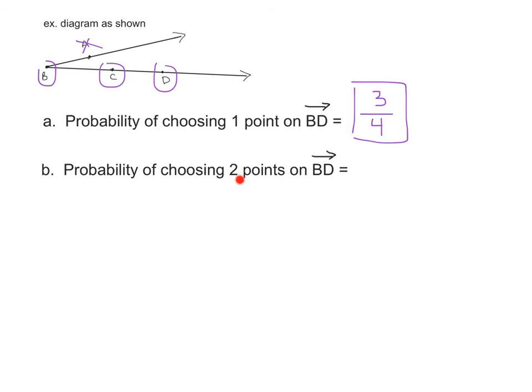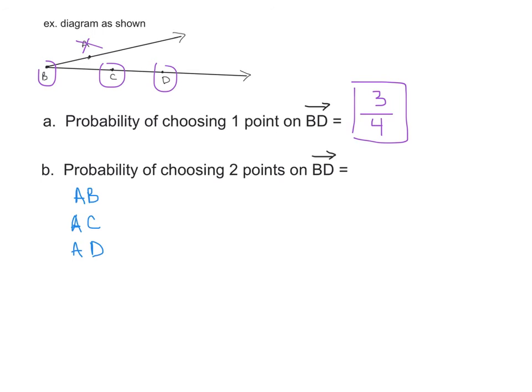Okay, anytime it says choose 2 or choose 3 or choose 4, if it is not choose 1, then you need to make a list. We need to list out all of the possibilities of options. So how can I choose these? I'm going to try to be organized about this. I could choose point A and then point B. I could choose point A and then I could choose point C. I could choose point A and then I could choose point D.